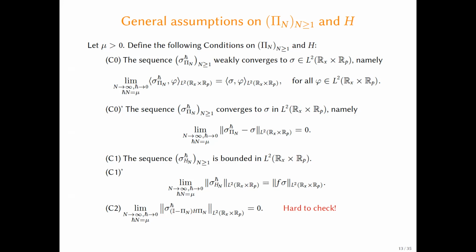Finally, condition C2 is a condition that guarantees that we can neglect the part related to the commutator in the previous slide. It says that we require that the L2 norm of the Weyl symbol of the orthogonal projection with respect to P_n, where I is the identity, so I minus P_n is the projection on the complement in the Hilbert space, converges. Okay, and this is a condition that is needed in the proof, and that is satisfied in all the examples that we analyzed, but typically is hard to check.